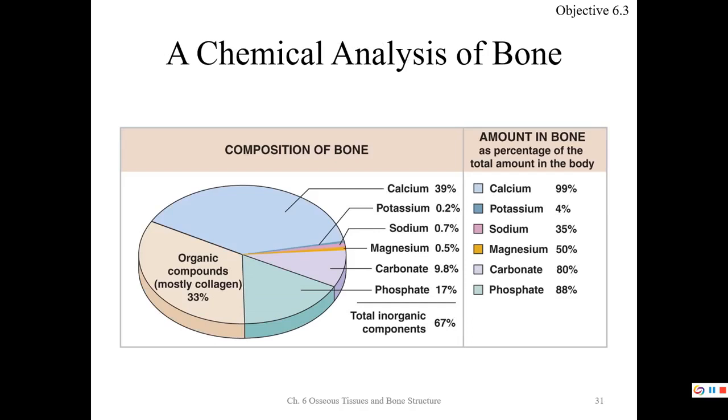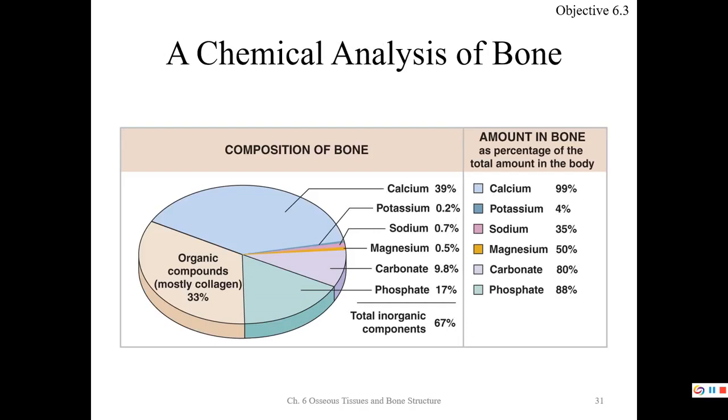If we looked at bone, we would see it's a calcium bank. It's 39% calcium. Of the inorganic components that make it up, 39% is calcium. 67% is inorganic component, and the organic part is mostly collagen. 99% of the total amount of calcium in your body is in bone.